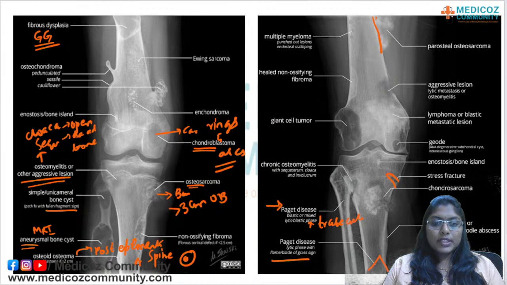Next, coming to the Brodie's abscess, it is a chronic osteomyelitis. That means there has been infection here, but it has been localized to that area and there is sclerosis around the infection. That is why Brodie's abscess is formed and it is most commonly seen at the upper end of tibia.